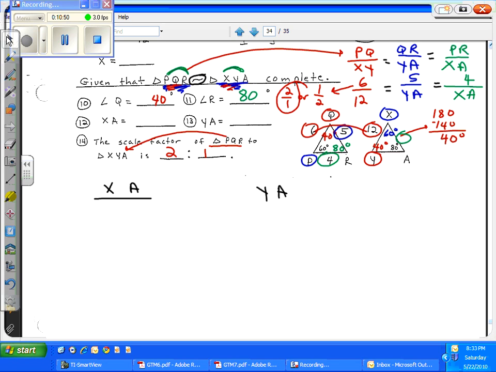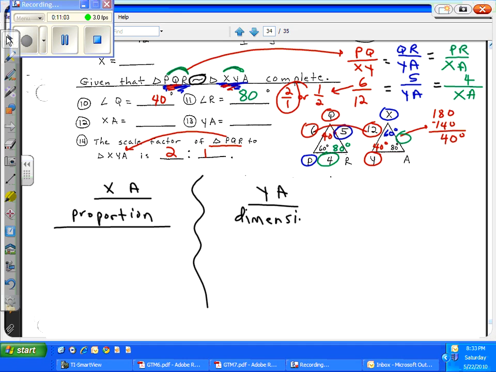Now, we're going to find XA and YA. And on XA, I'm going to use a proportion. And on YA, I'm going to use dimensional analysis.